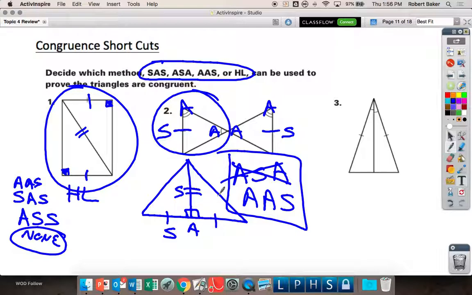It is the SAS. If you see this side is congruent to this side, and this angle is congruent to this angle, and this side is congruent to that side. Is that ASS? Is that SAS? That's the SAS, because if I trace down this side and I trace down this side, where is that A? It's between the two S's. That becomes the SAS shortcut.